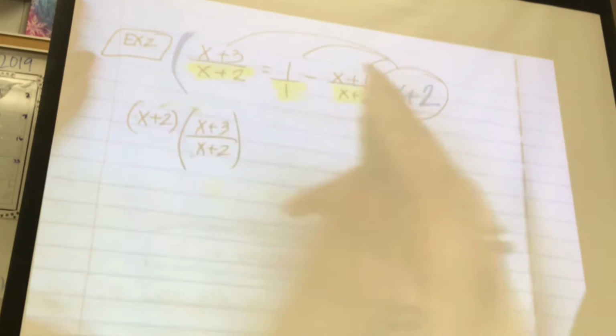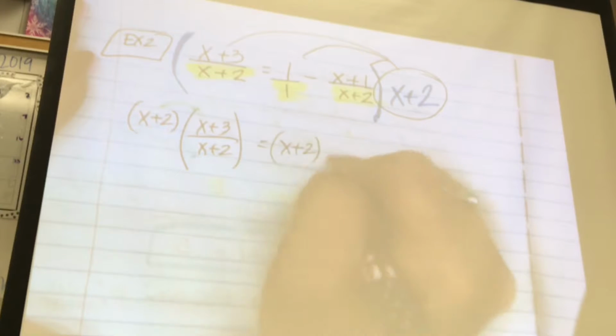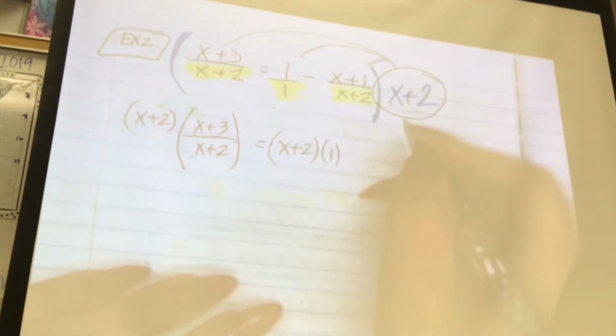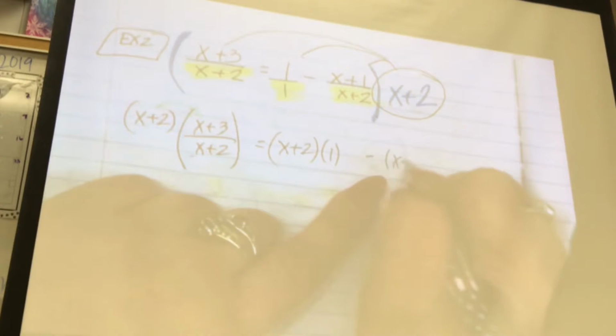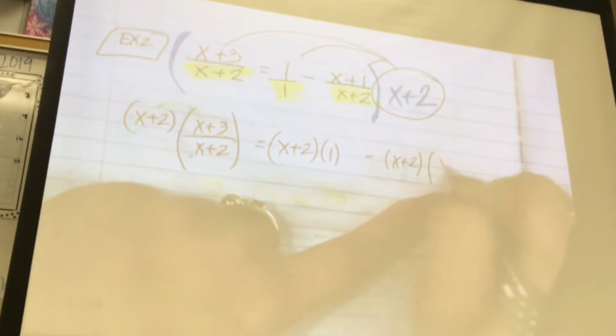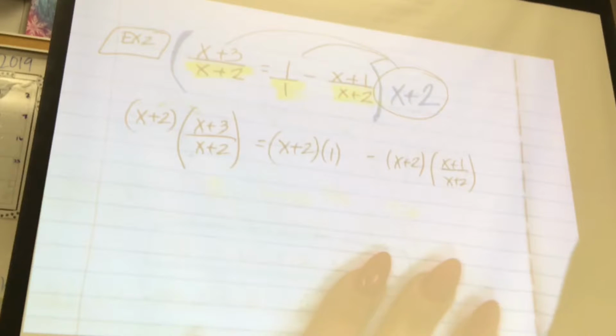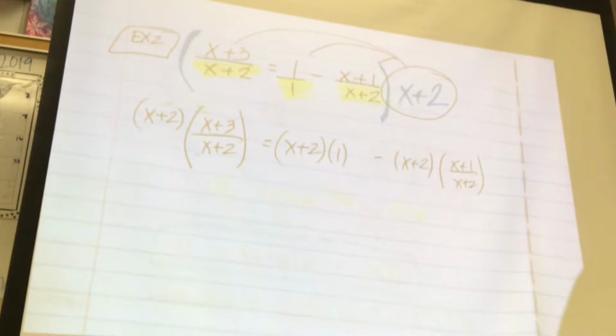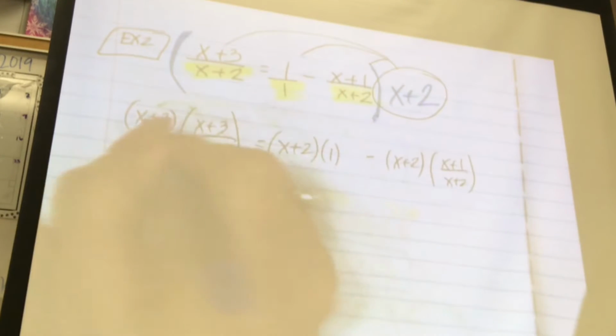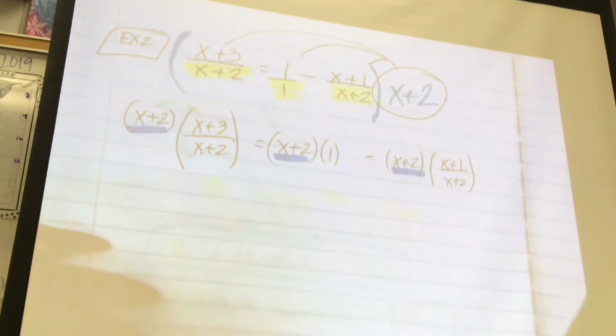Now x plus 2 times 1 minus x plus 2 times x plus 1 over x plus 2. This is the same x plus 2 right here. This x plus 2, that x plus 2, that x plus 2. It got distributed.